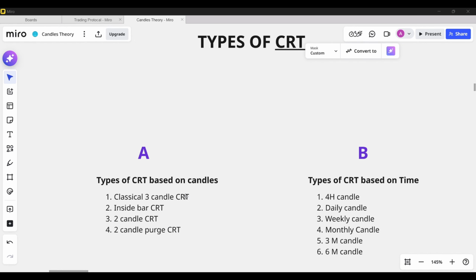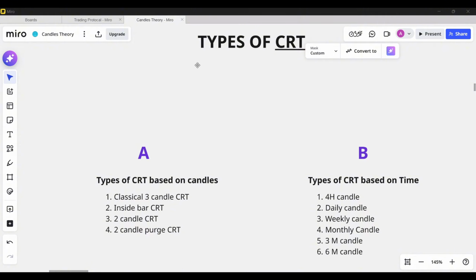First one, classical 3 candle CRT. Second one, inside bar CRT. The third one, 2 candle CRT. The fourth one, 2 candle purge CRT. Everyone is familiar with classical 3 candle CRT. It was the sell candle, accumulation candle, manipulation candle, and distribution candle. Everyone is familiar with this one.